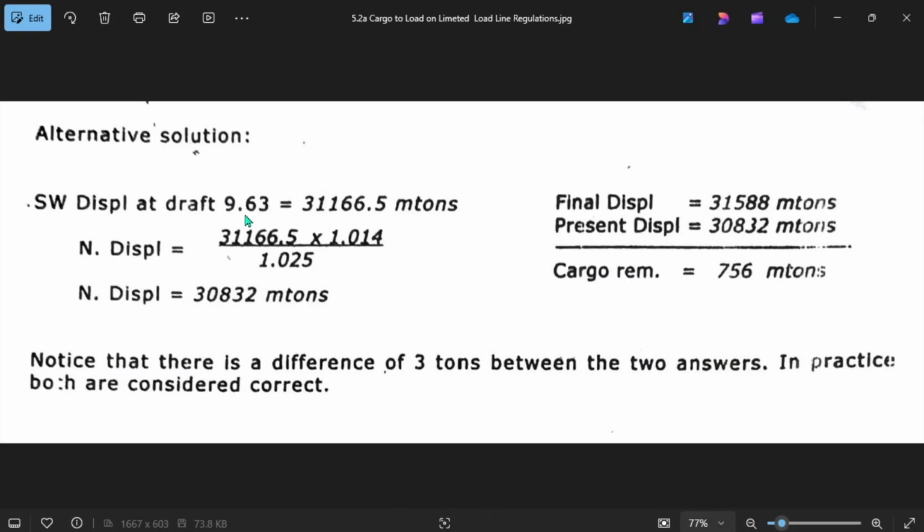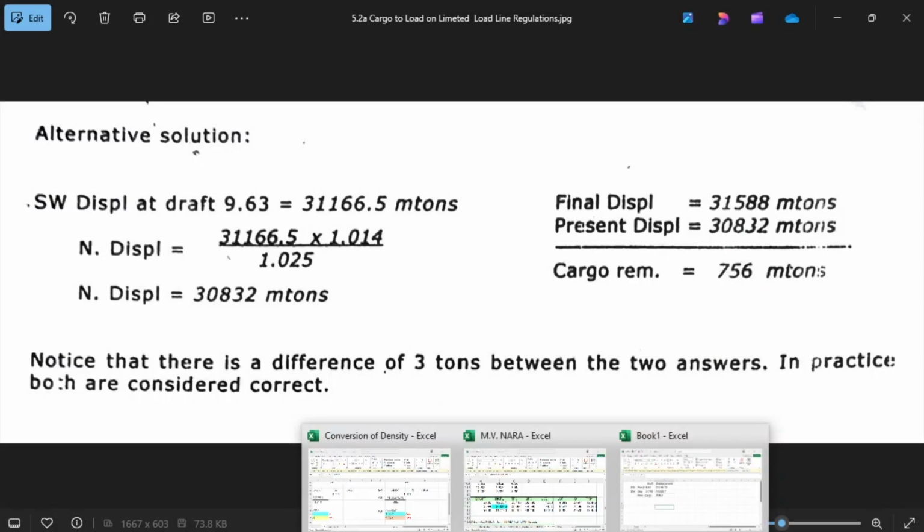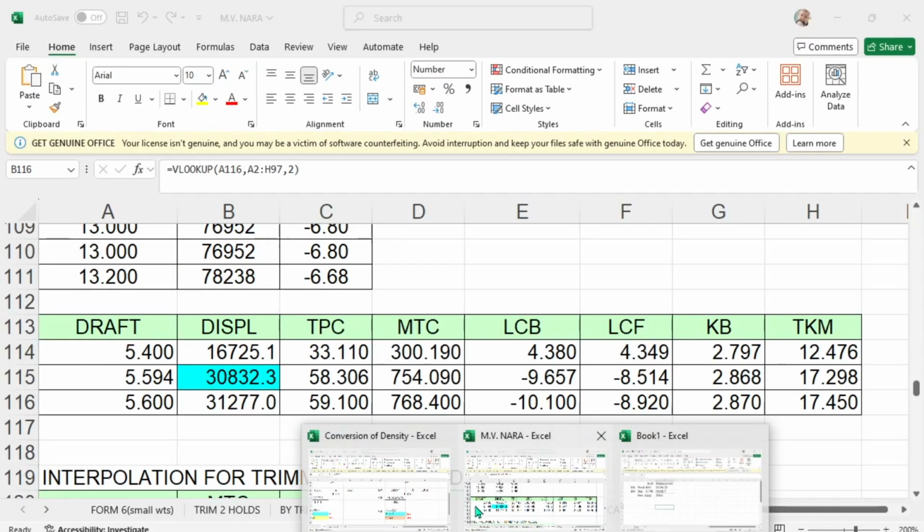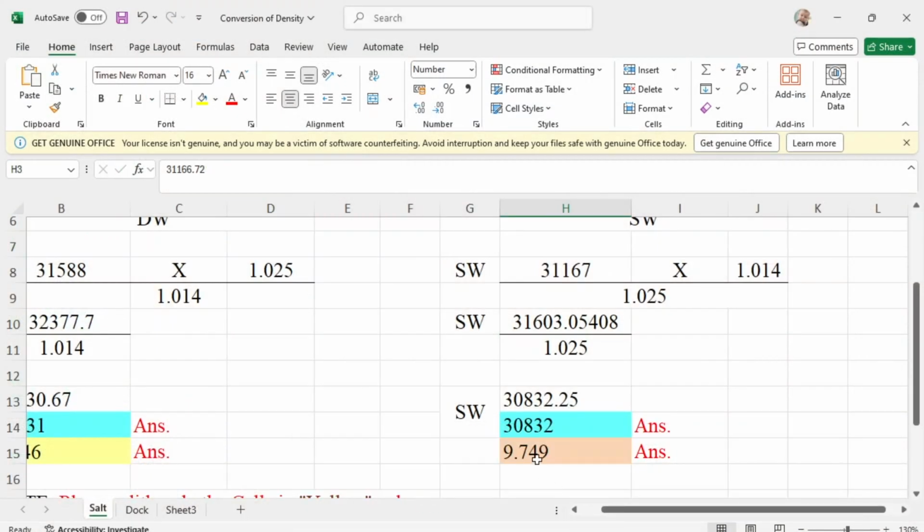So the salt water displacement at 9.63 is 30832. Okay, meaning the displacement in salt water is less. This is more. That's why you have 30832. This is 30832. This is less.